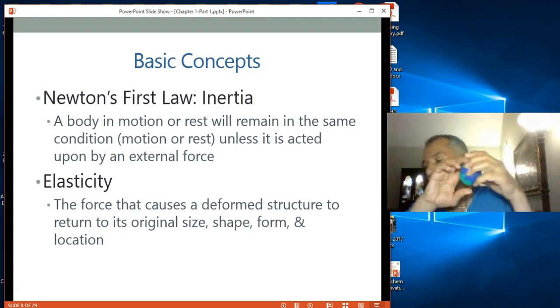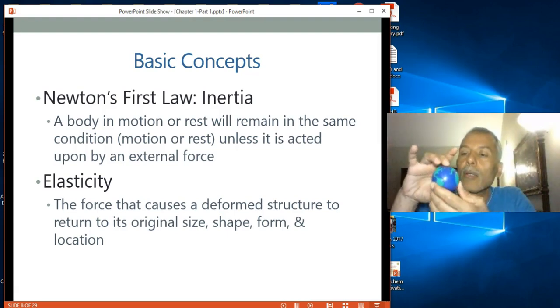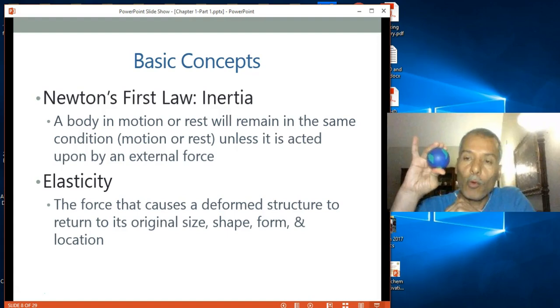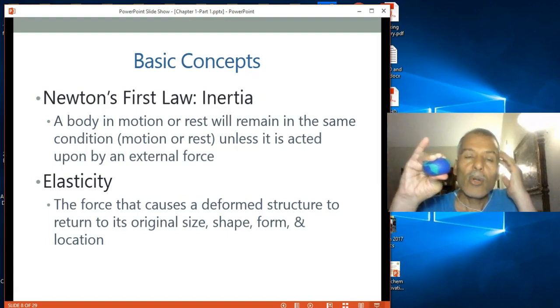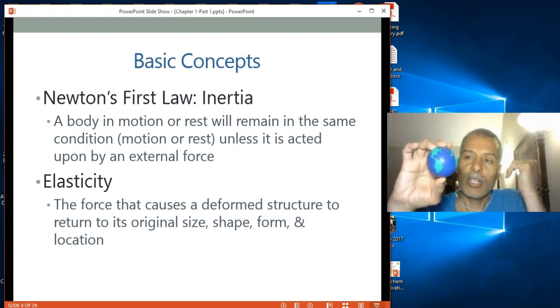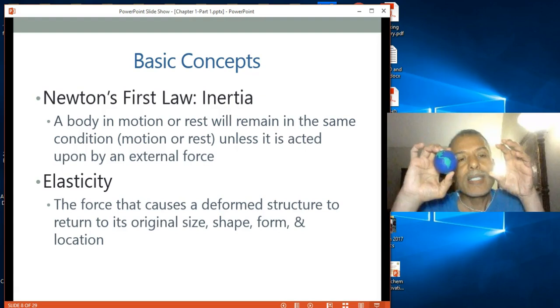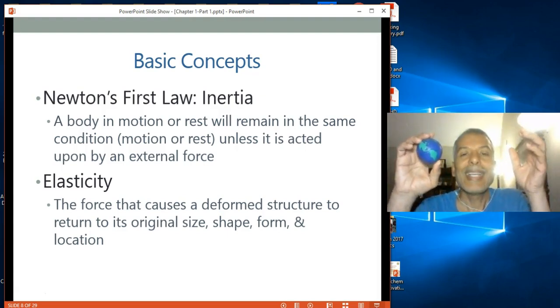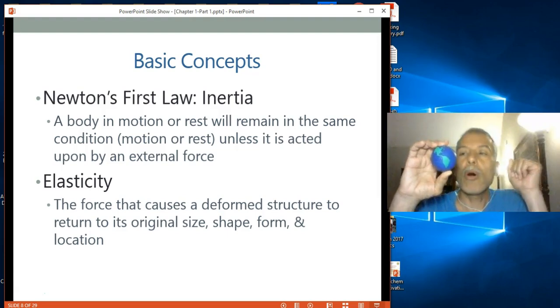So let's say, again, I have the globe here, and I'm going to put some force on it to deform it. So now it is not a globe anymore. And I'm forcing it down and distorting it. What do you think is going to happen when I take my fingers away? Okay, yes, you guessed it right. It is going to bounce back to its original shape. What made it bounce back to its original shape is elasticity. The ball has an elastic force.